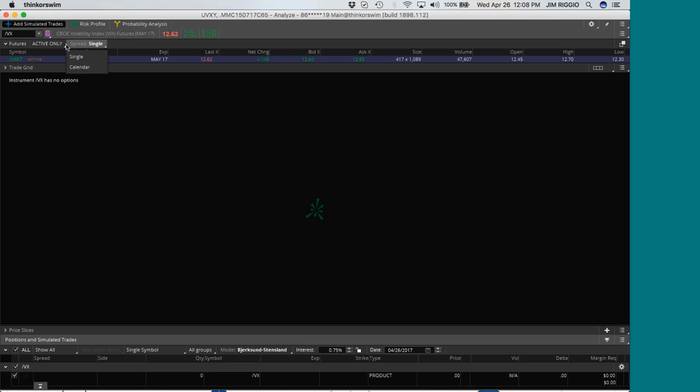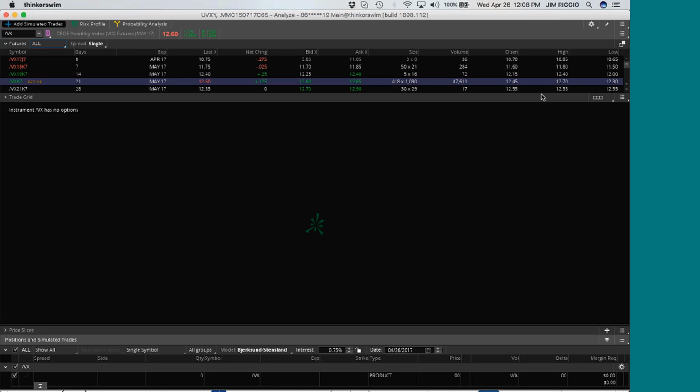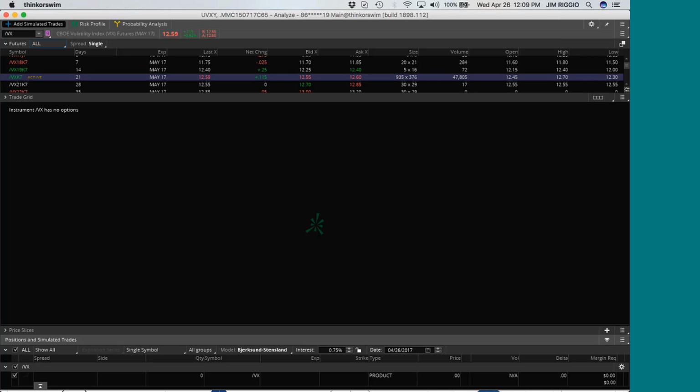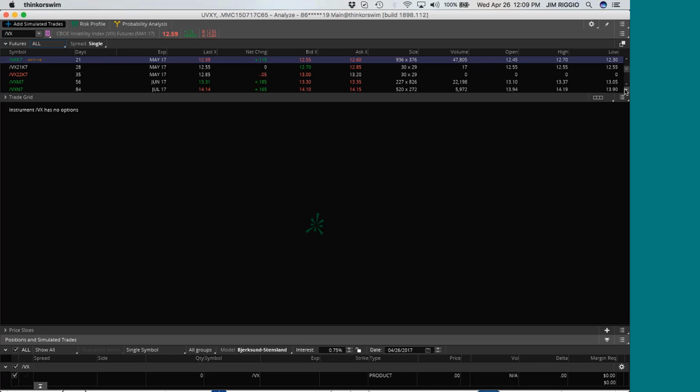I can also end up looking at all of them. Now, they won't give me all of them on a single screen. I actually have to page down. But you can see here, here's the active contract. These are weeklies. I'm not going to talk about weekly contracts on VIX. Their volume isn't nearly as much. They're not used as much. But you can see there are all of the VIX contracts.